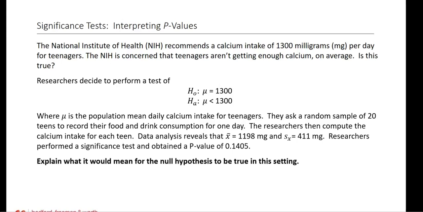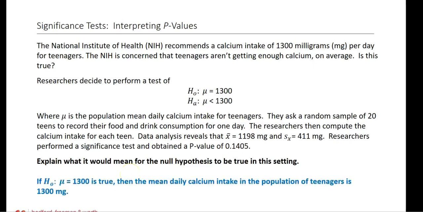Okay, so explain what it would mean for the null hypothesis to be true in this setting. So it's just saying if the null is true, then the mean daily calcium intake for teenagers is 1,300 milligrams, right? Something to that effect. The null is the mean daily intake. That's right.